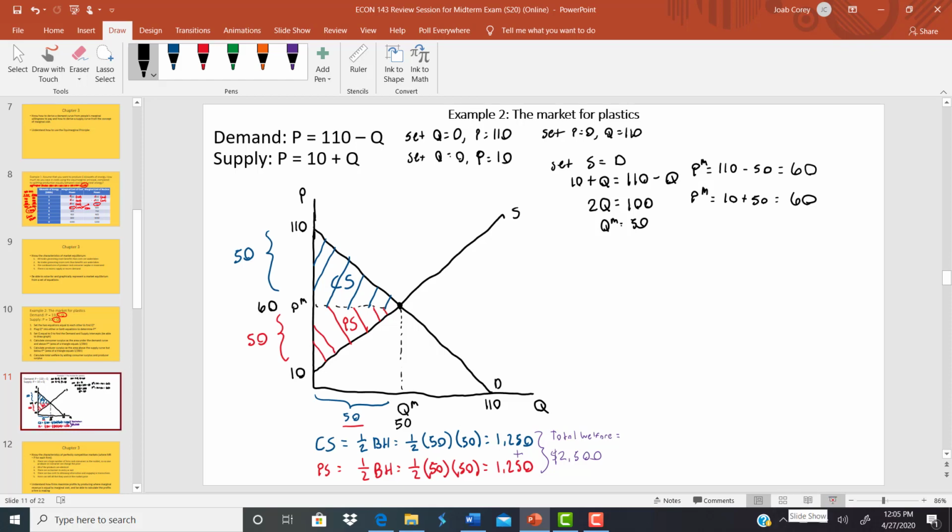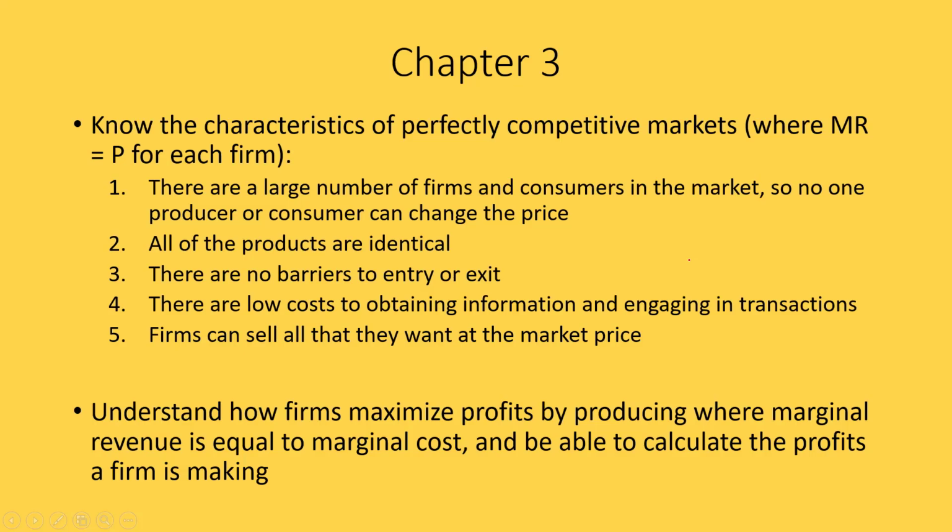Now we're going to come back to this graph later when we start talking about externalities and take a look at how that affects this particular market. But also in Chapter 3, make sure you know the characteristics of a perfectly competitive market. Remember that occurs where you have a large number of firms and consumers in the market, so no one producer or consumer can change the price.